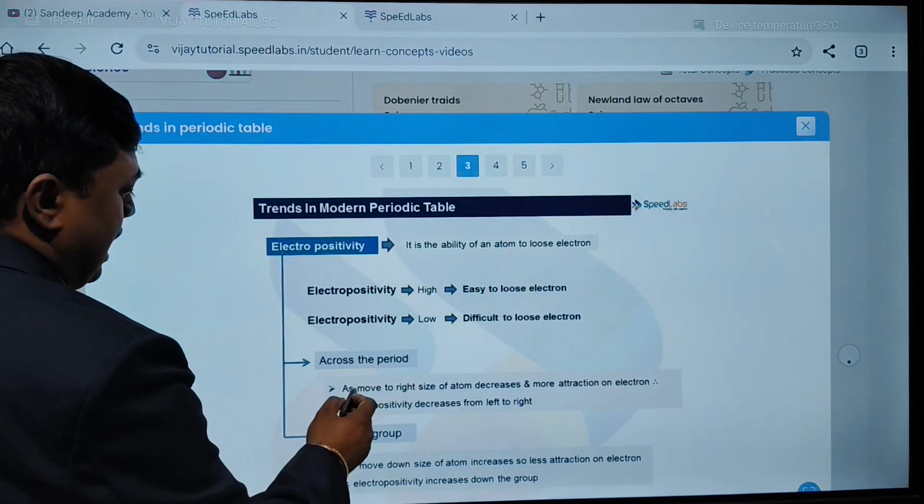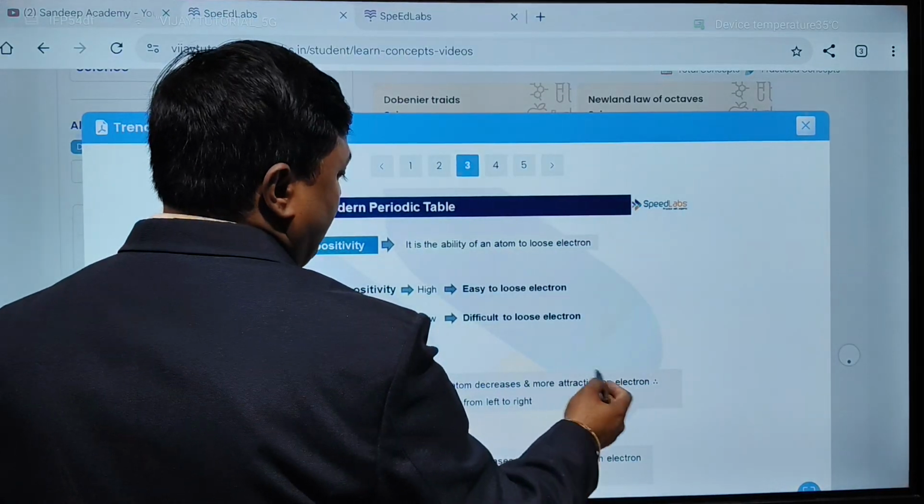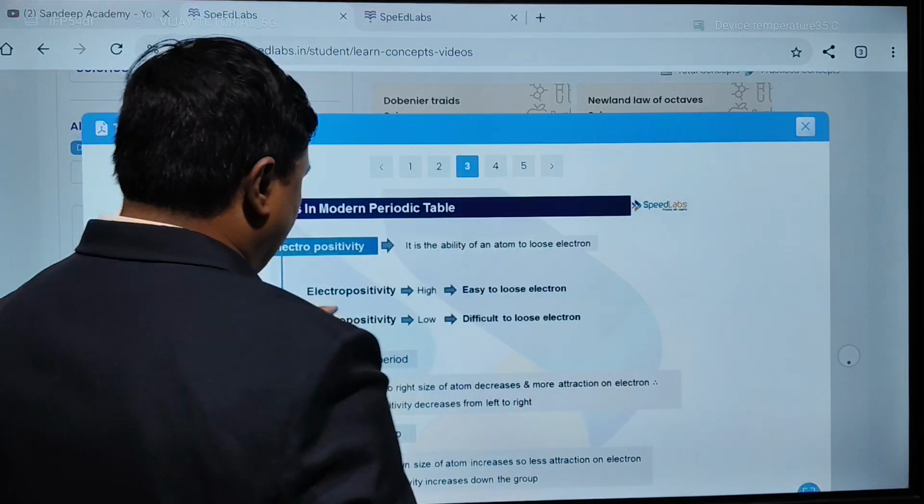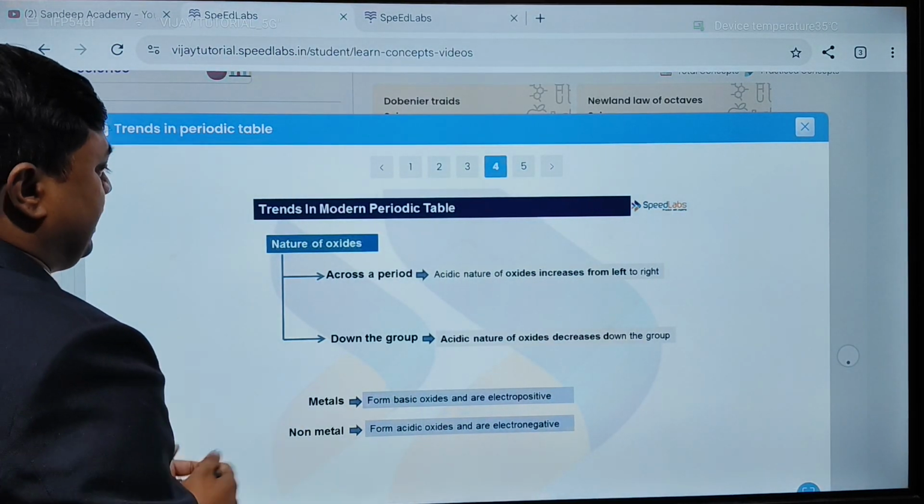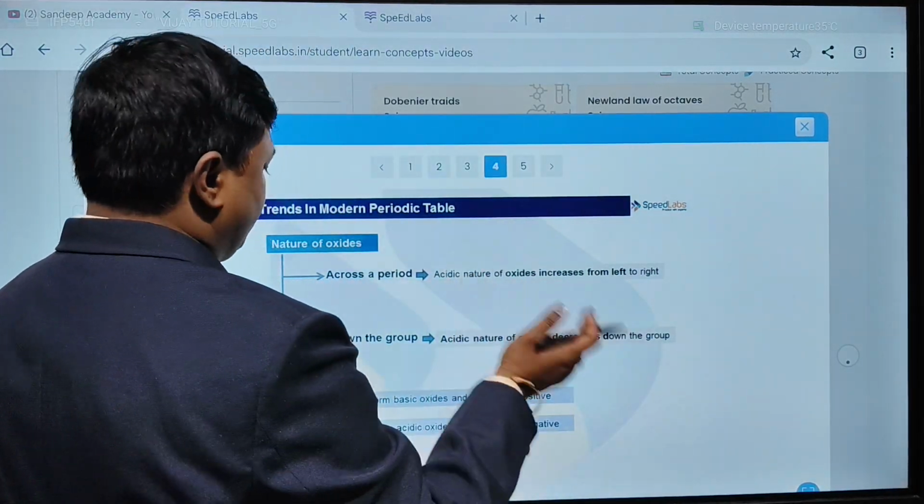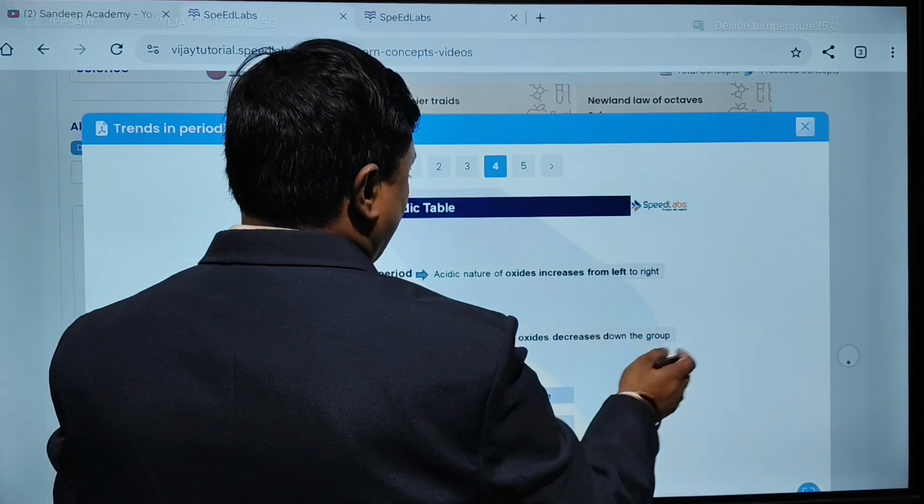Across the period, as we move to the right side of the atom, electropositivity decreases and there is more attraction on the electron. Yes or no? Electropositivity decreases from left to right, and down the group it increases. Nature of oxides: across the period, the acidic nature of oxides increases from left to right, and down the group the acidic nature of oxides decreases.